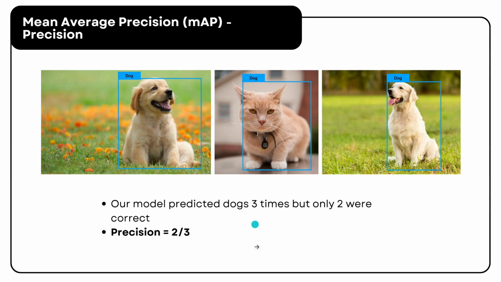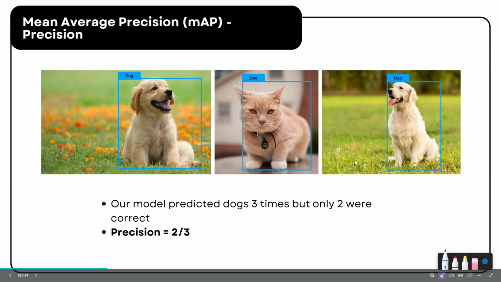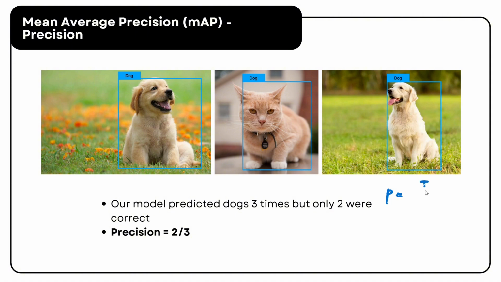Now, how do we calculate precision? If you recall, precision is equal to true positives over true positives plus false positives. So we have two true positives here because it actually detects a dog here, over 2 plus 1 false positive, because instead of a cat, it labels it as a dog. So what we have here is 2/3. If we convert it into a floating number, it is 66.667, or let's say it is 67%.